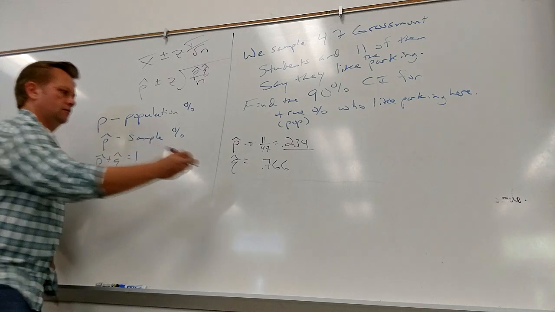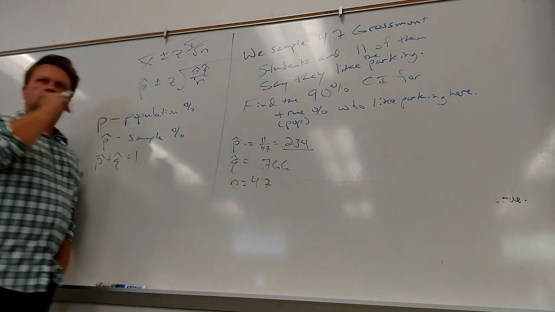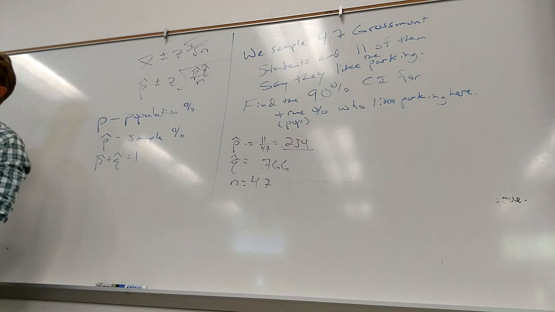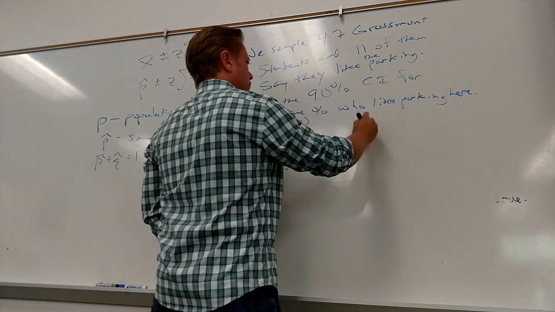And of course, what's N? N is 47. I like it. Now, if you missed last time, you also missed something changing. We're not talking about means anymore. So I cannot use the central limit theorem here directly. So n greater than 30 is no longer good enough. So I actually have to check to make sure it's normal.